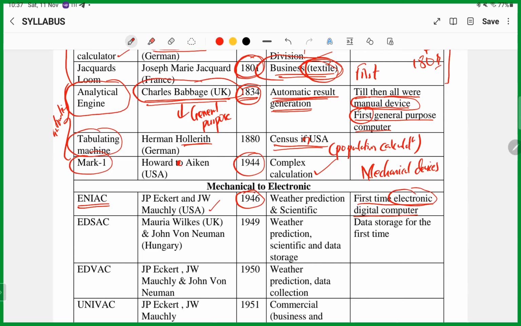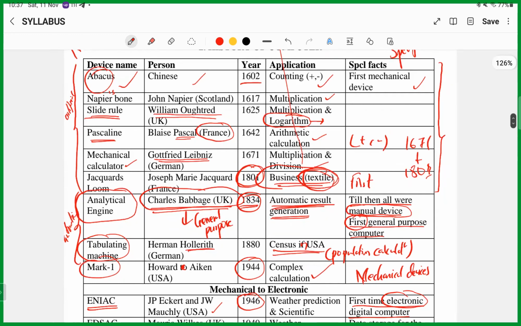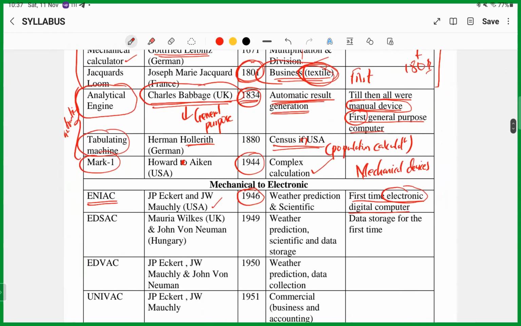Remember these names. See, whatever is given in this table is important. You cannot leave anything; you will have to memorize it. Use some tricks, some understanding, and learn it by heart. Next, EDSAC. You can write the full form: Electronic Delay Storage Automatic Calculator. Maurice Wilkes and John von Neumann, a UK and a Hungarian person, in 1949.